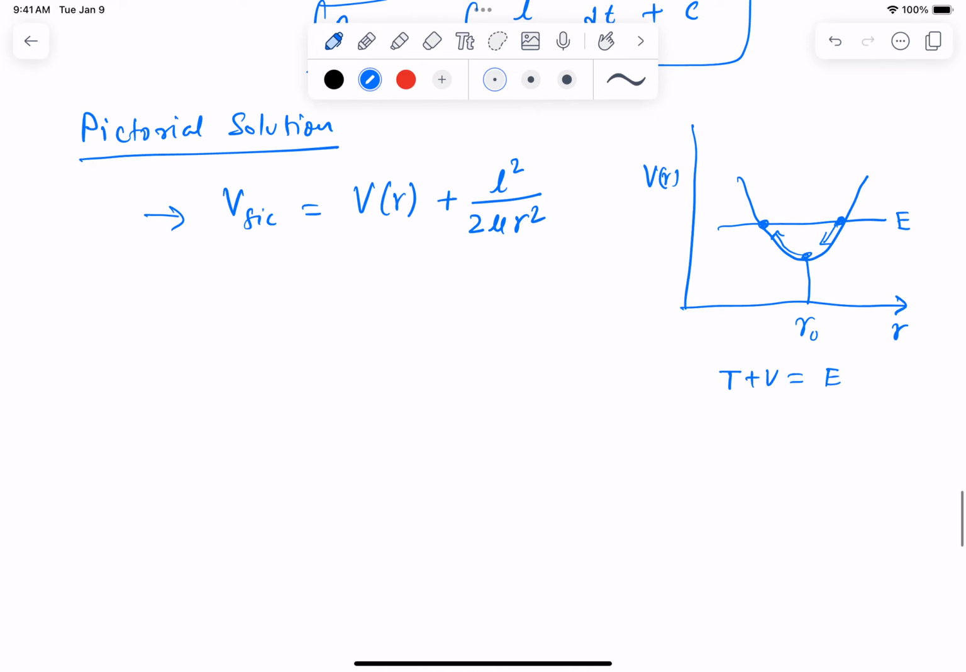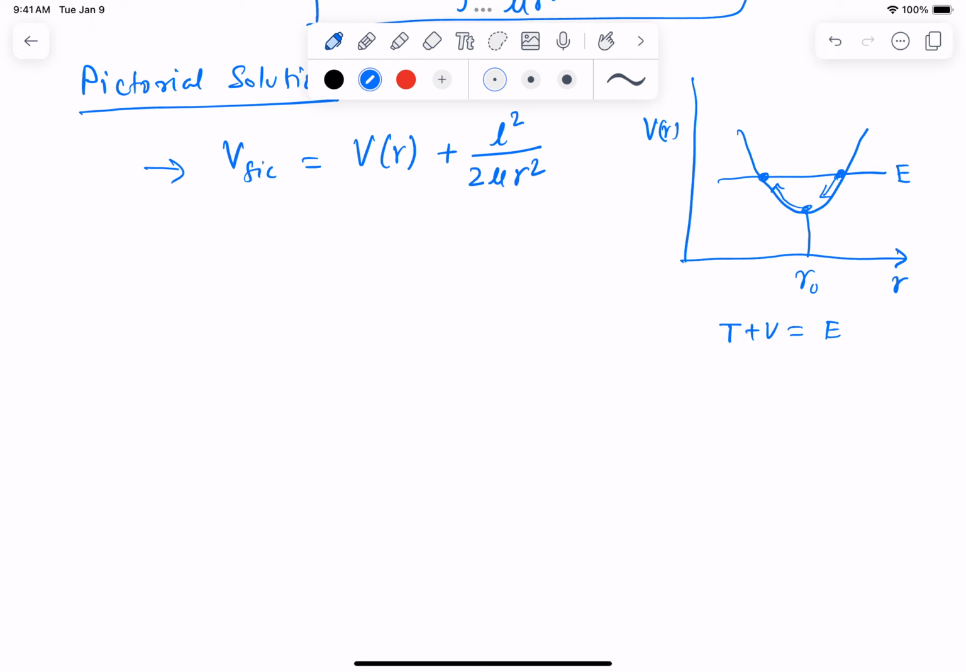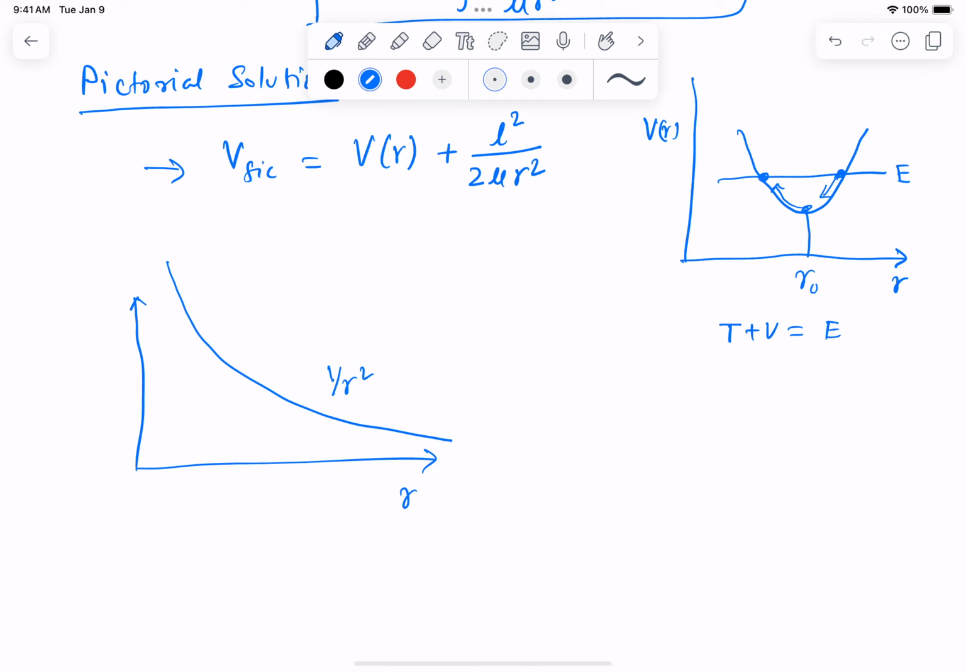So before we do that, let's try to understand what the potential would be for L square over 2 mu R square if there was no external potential. What would the V of R look like? Well, if we are just thinking about the dependence on R, not R vector, but just the magnitude of R, this would be something like this, right? A 1 over R square dependence.